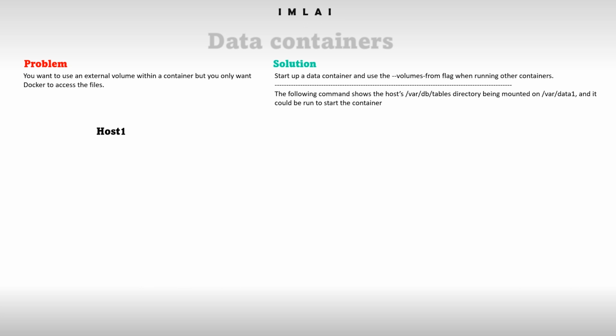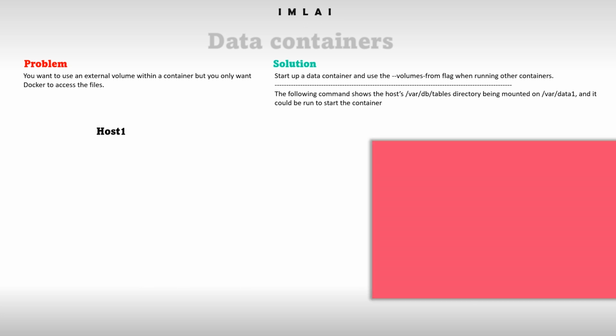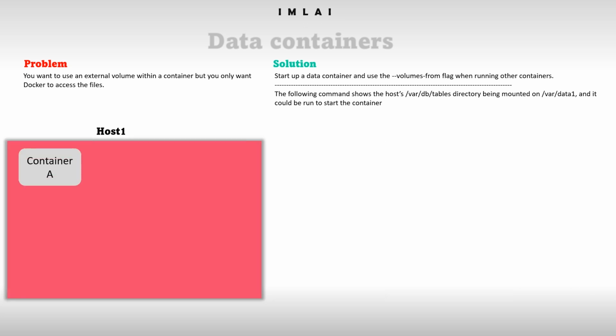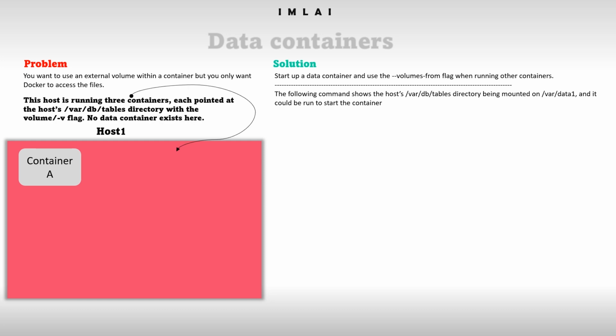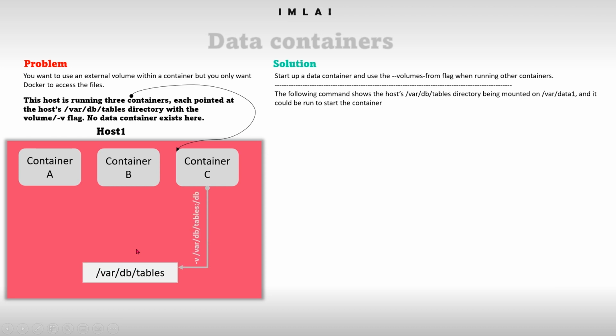So this is our host 1, and on this host 1 there are three containers spinning: container A, container B, container C. The host is running three containers, and each is pointed at the host's /var/db/tables. It's a bind mount. Okay, you see that bind mount. So we have to use the volume option with /var/db/tables, and db is the directory inside the container where the database stores its data.